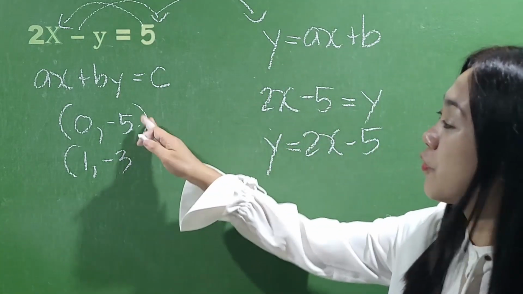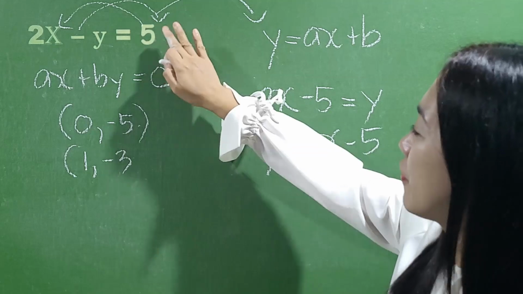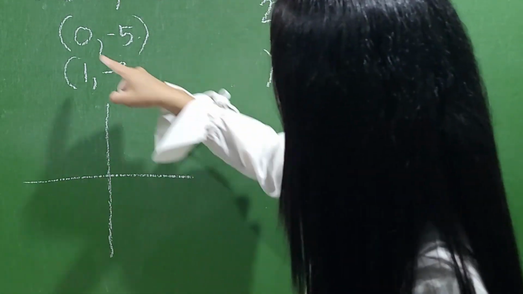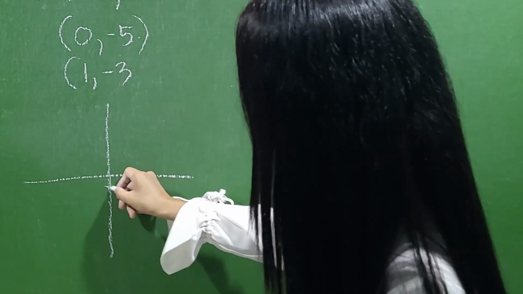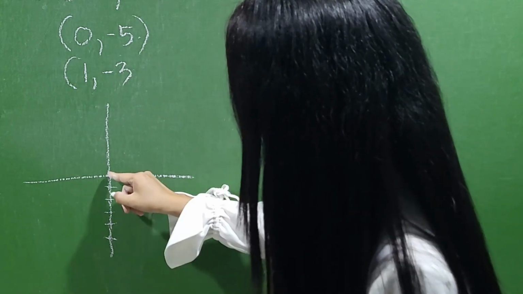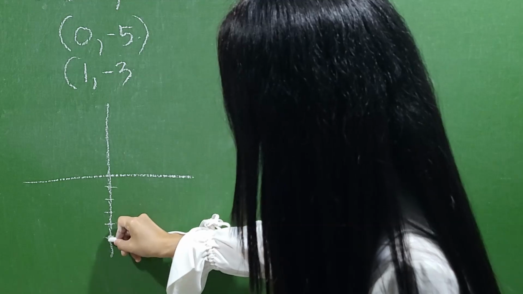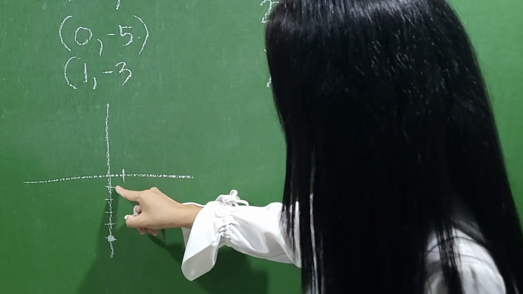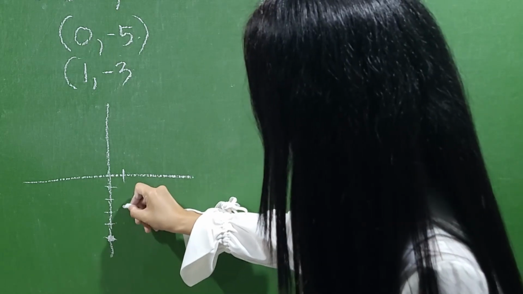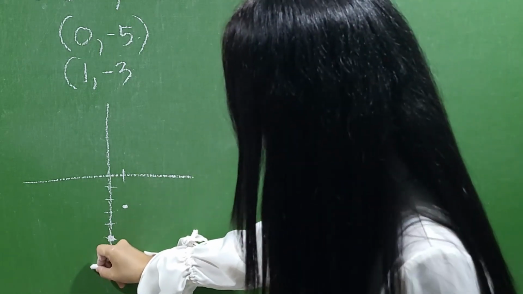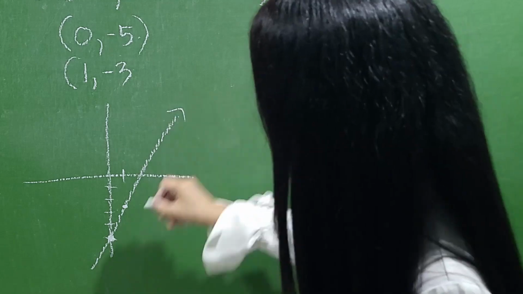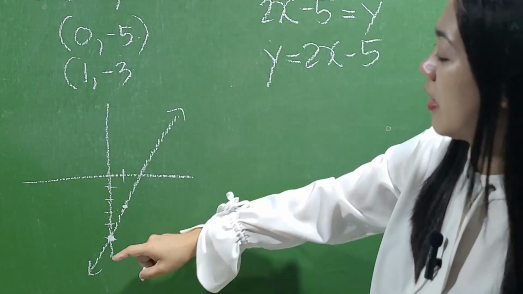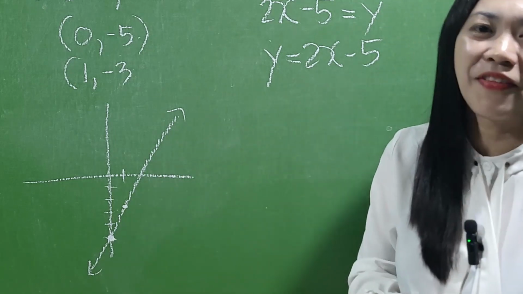We now have 2 points, so we can now graph this linear equation. Our first point is 0, negative 5. So 1, 2, 3, 4, 5. 0, negative 5, so this point. What about 1, negative 3? So 1, negative 3, this point. So we can now graph, and the graph of this linear equation is this graph.